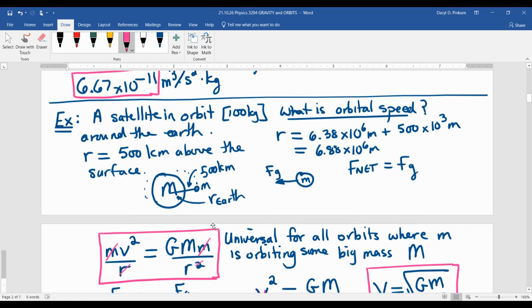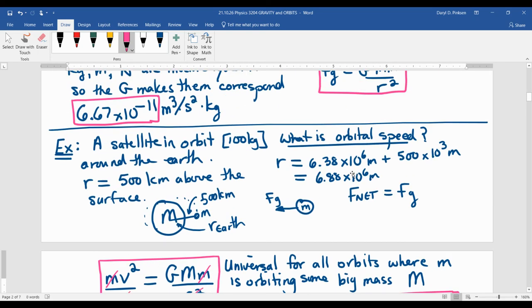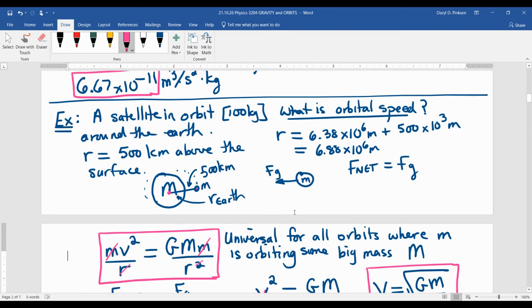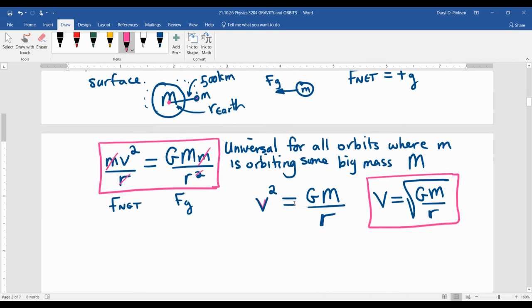So now we know the radius. We have to measure the radius from the center of the Earth, not from the surface of the Earth. You always have to measure it from the center of mass of the object that's being orbited, and to the center of mass, obviously, of the satellite too, but the satellite is so tiny that it doesn't really matter. The surface of the satellite and the center of the satellite are virtually the same thing, but the Earth is different. The Earth is so large.